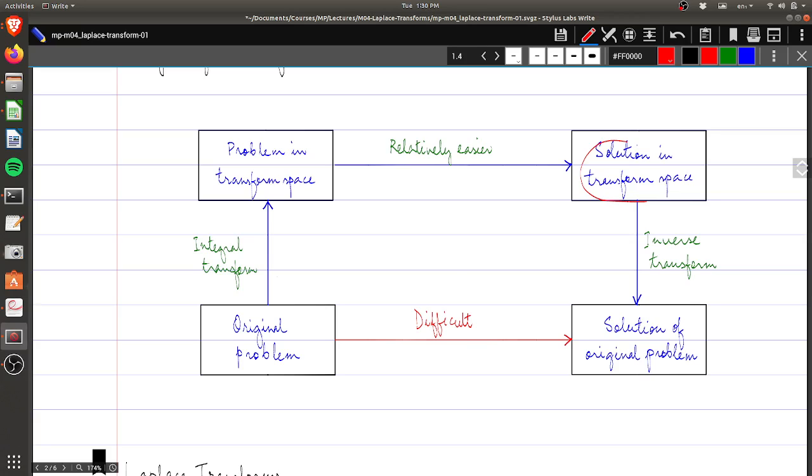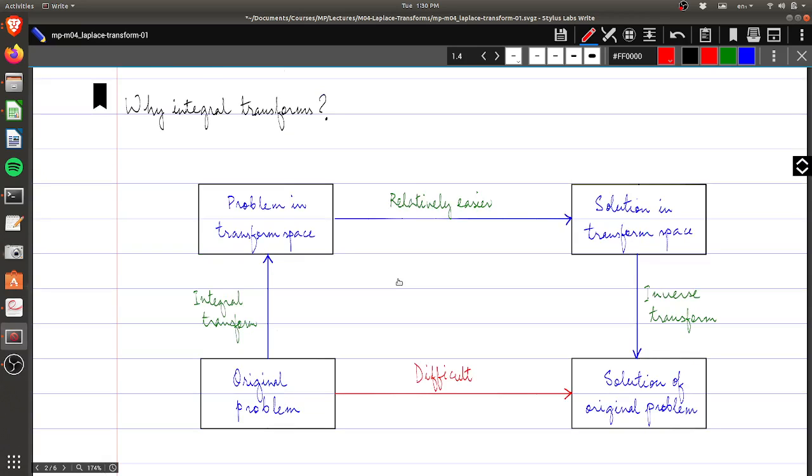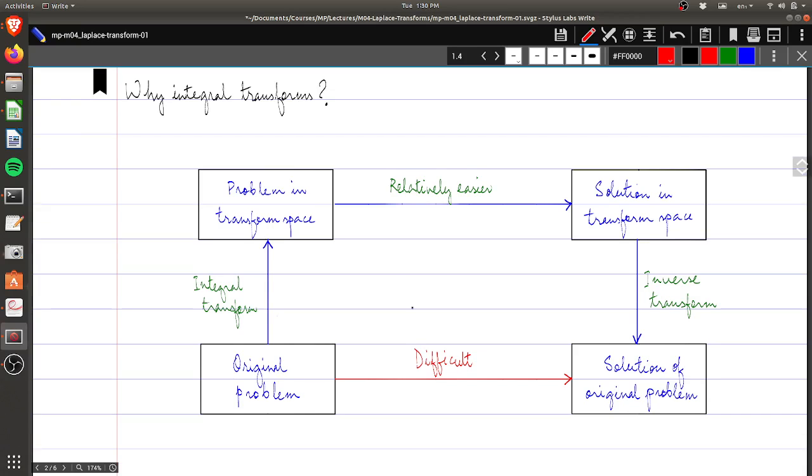We will see a few examples of that, which will help you appreciate this. So this is the reason why we need integral transforms. It is just to make our job easier. Okay, is this clear, everyone?